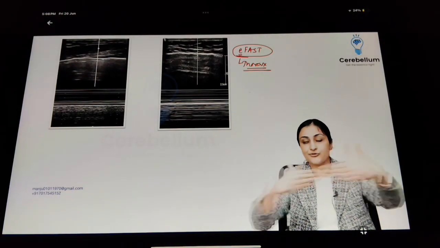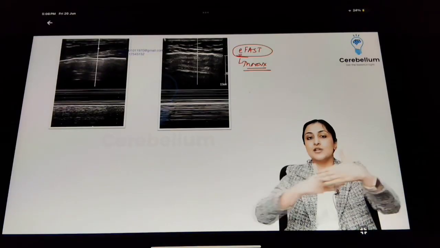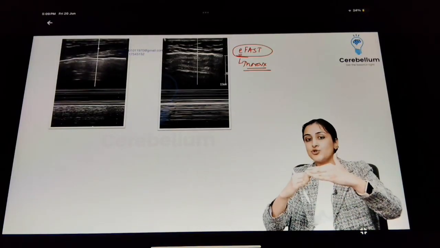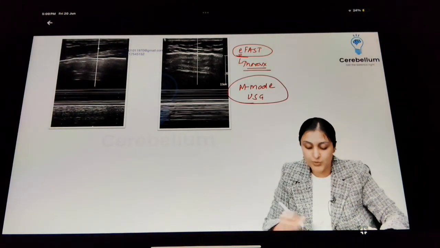We have the two layers of the pleura. They are sliding one over the other. So this is the parietal pleura, this is the visceral pleura. They are sliding. So I am actually trying to see that motion. If there is pneumothorax, the sliding stops. So that's why I use this special mode of ultrasound called M mode ultrasound, M for motion.